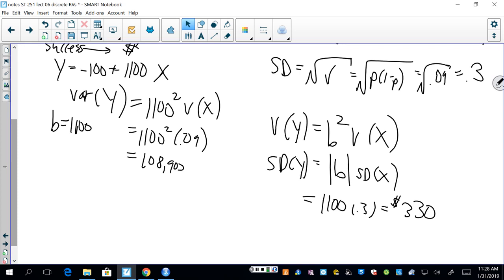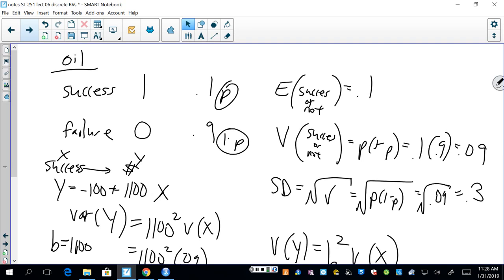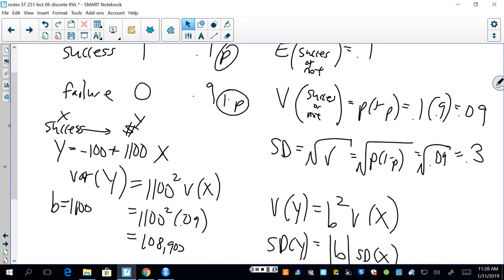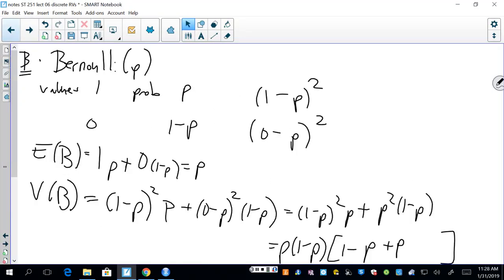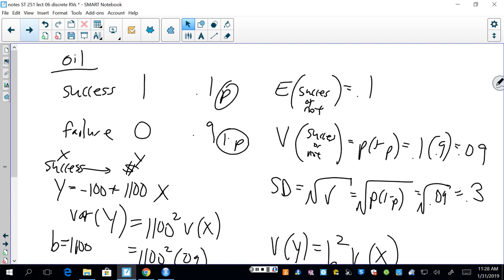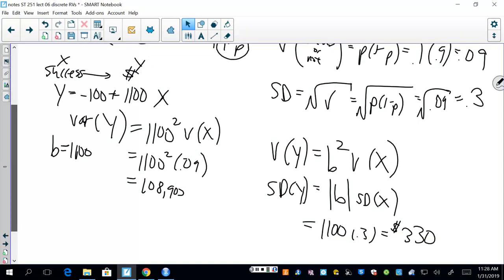To do the standard deviation directly from y, I needed the computer. I can't do that in my head. You can do it with pen and paper if you wanted to keep track of squaring these two numbers and multiplying, but then you get 108,900, and you take the square root of that. You're going to use a calculator or something for that. However, if you're sitting around without your calculator, or maybe you have a phone these days, it's pretty easy to figure out the standard deviation of a Bernoulli, which is just 0.3. Then the standard deviation on the y variable is much easier to do.